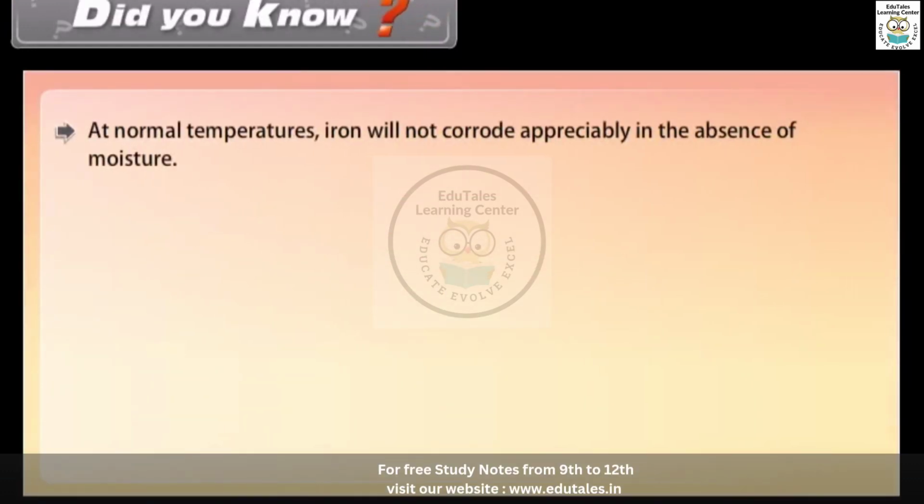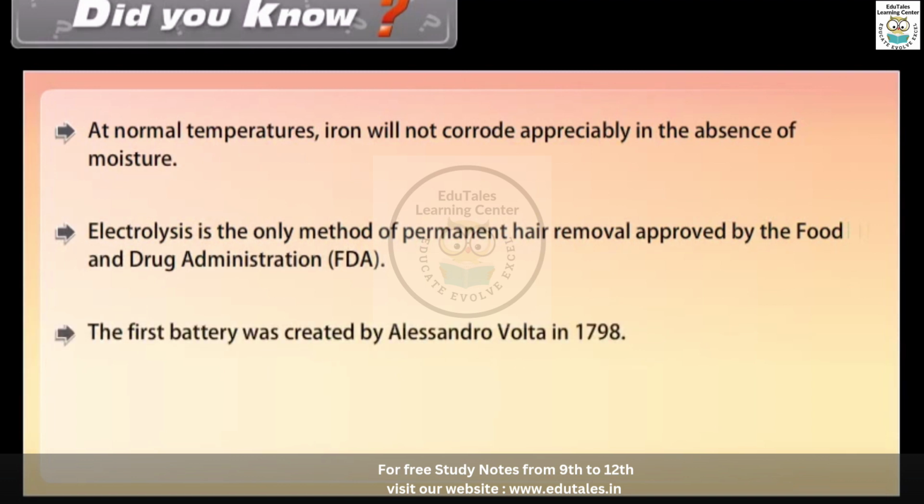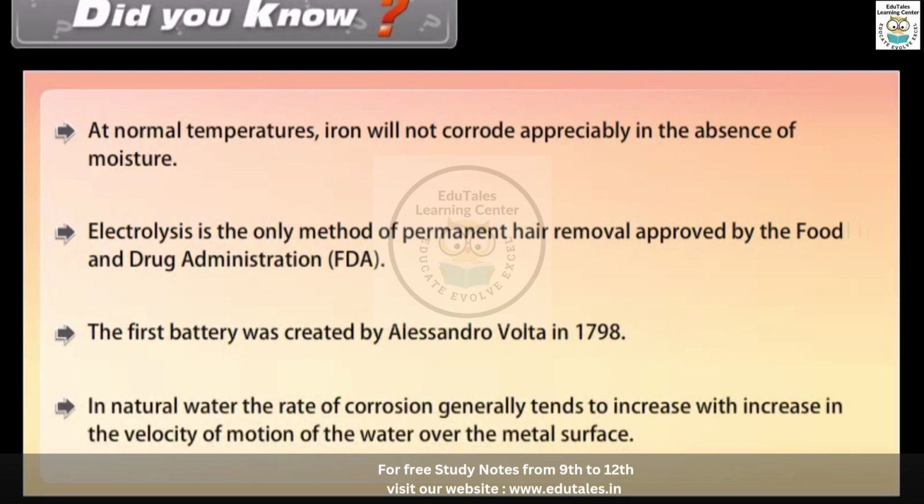Did you know? At normal temperatures, iron will not corrode appreciably in the absence of moisture. Electrolysis is the only method of permanent hair removal approved by the Food and Drug Administration, or FDA. The first battery was created by Alessandro Volta in 1798. In natural waters, the rate of corrosion generally tends to increase with increase in the velocity of motion of the water over the metal surface.